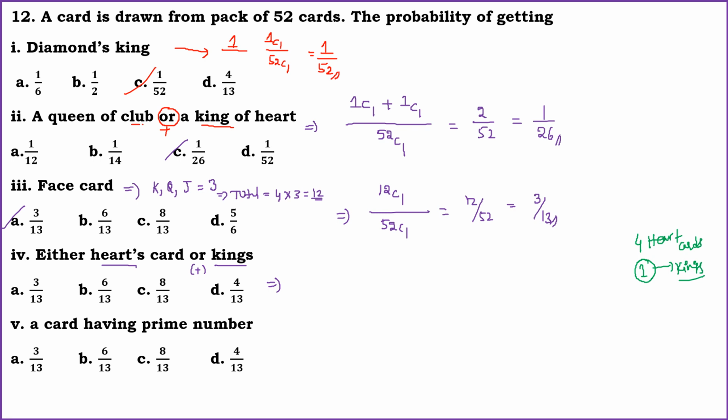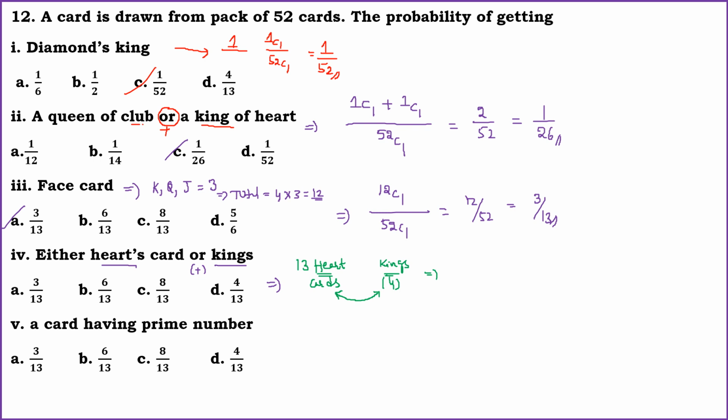Sorry for that. Actually, if you consider heart cards, there are 13 heart cards. And if you consider king cards, there are 4 king cards. But there is an intersection of one card which is king as well as heart. So we have to eliminate it.